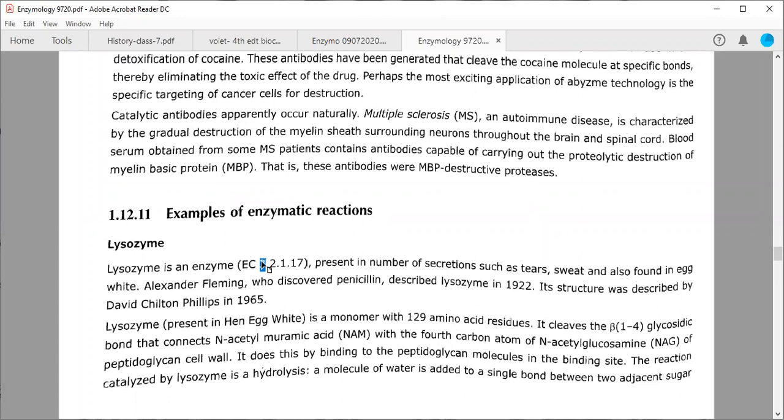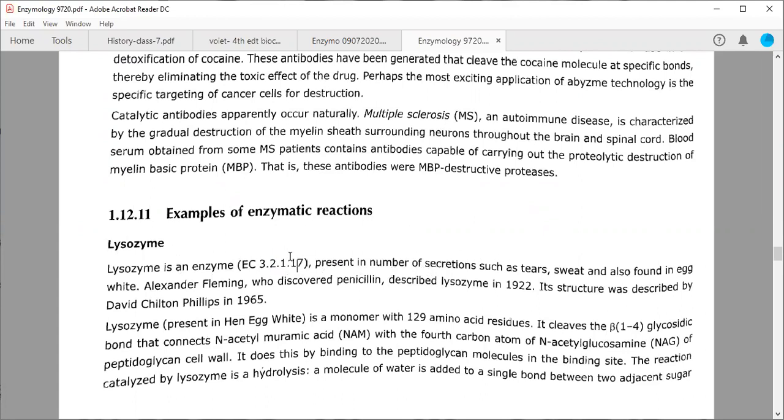So this is obviously hydrolases. This is the subclass, and this is the sub-subclass, and this is the serial number of that particular enzyme, in the order it was added to this particular class or subclass. Okay. So after this, memorize this particular number, which is present in the secretions.